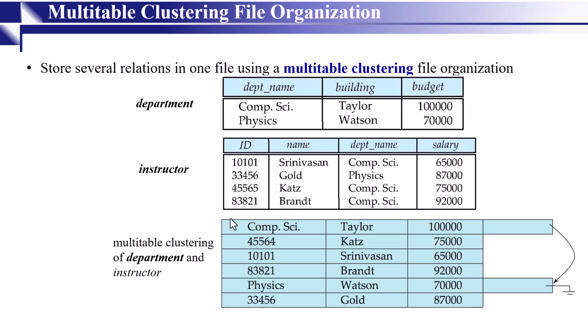So here we can see multi-table clustering. This multi-table clustering combines related records from different relations into one file. Here we have a department table, and in the department table we have department name, building, and budget. And also we have instructor, with ID, name, department name, and salary. We have 2 tables separately, but in the clustered version here, records from computer science and physics are grouped with their instructors on the same block. This reduces input and output when querying related data like all instructors in a department.